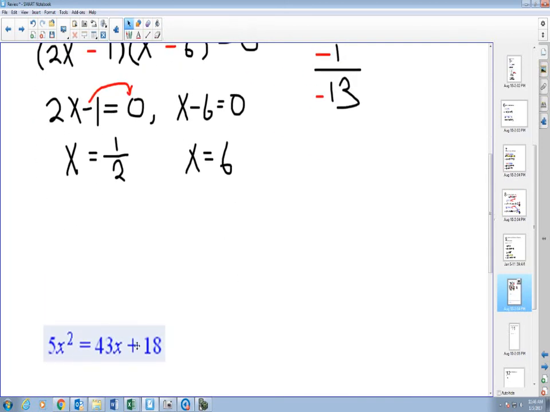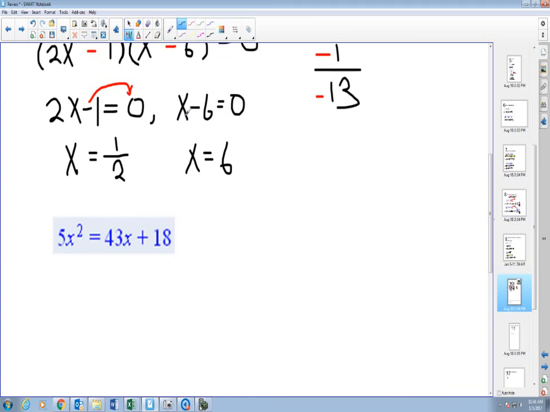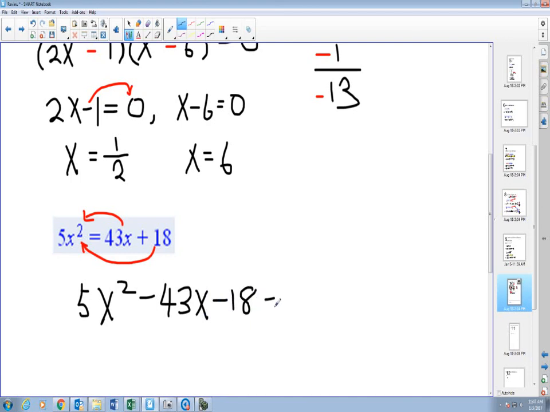Alright, same thing. Quadratic, because the x squared right here. All my terms got to be on the same side, okay? And there's no distribution multiplying going on. So since my leading term is positive here on the left side, I'm going to move everybody to the left. So that will give me 5x squared minus 43x minus 18 equal to 0.